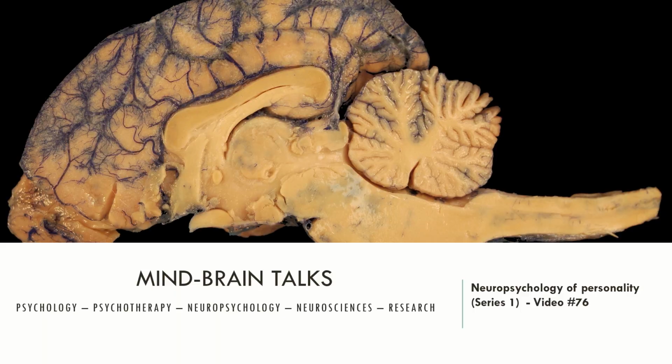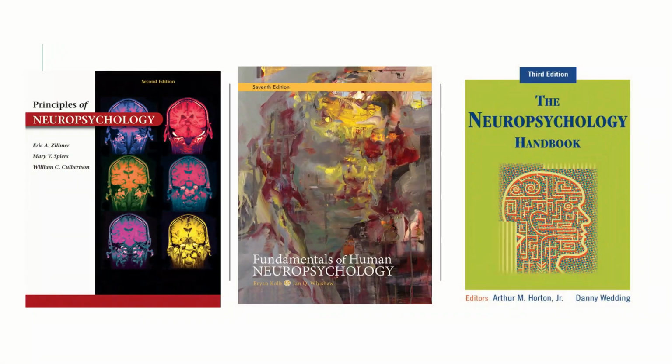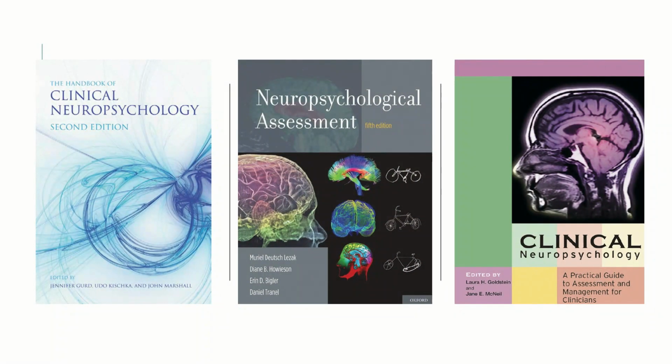But first, let's see the manuals that I recommend to you today. The first is the Principles of Neuropsychology. The second is the Fundamentals of Human Neuropsychology. The third is the Neuropsychology Handbook. The fourth is the Handbook of Clinical Neuropsychology. The fifth is Neuropsychological Assessment. And the sixth is Clinical Neuropsychology. So now let's take a brief look at the neuropsychology of personality.